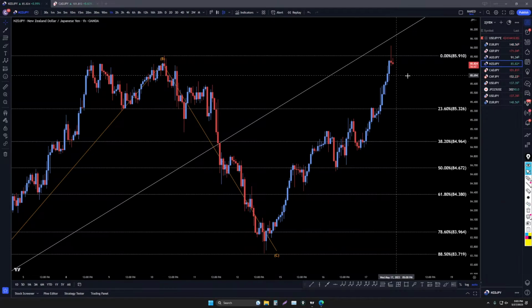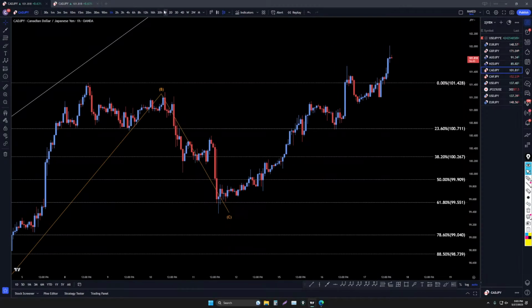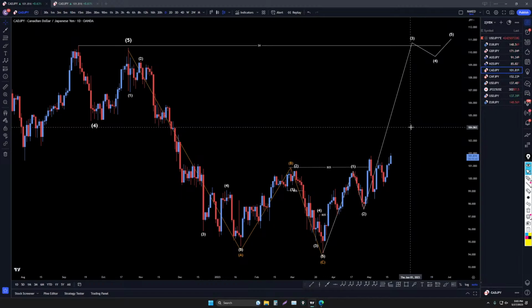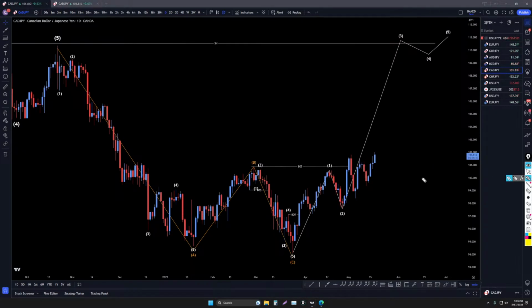So let's head down to the Canadian yen. This is one of the ones that I like to look at because one of my members is a big fan of this one. So I still think this is headed up also. I still think that this is a big ABC correction.